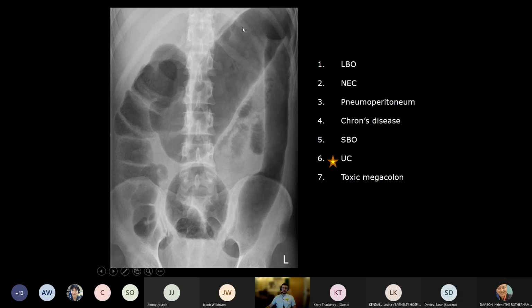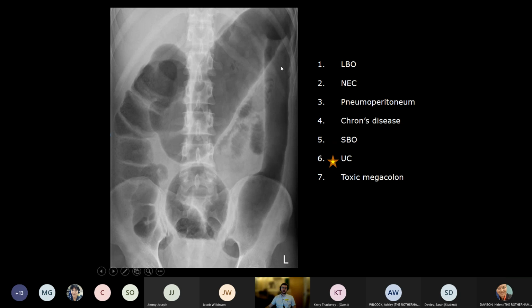This transverse colon looks a bit dilated to me. We've got what appears to be thickening of the wall. So I would suggest that this is ulcerative colitis, but I would be concerned that we've got some toxic megacolon starting to develop there. Maybe there's some blotchiness here, maybe some pitting of the wall, some mucosal ulceration.